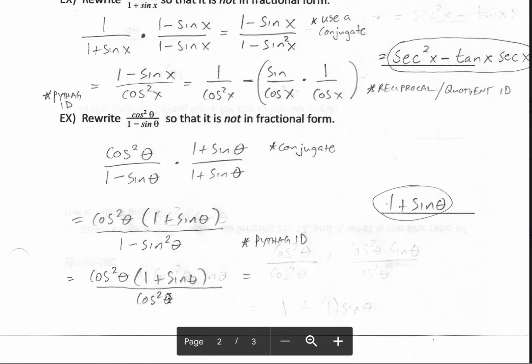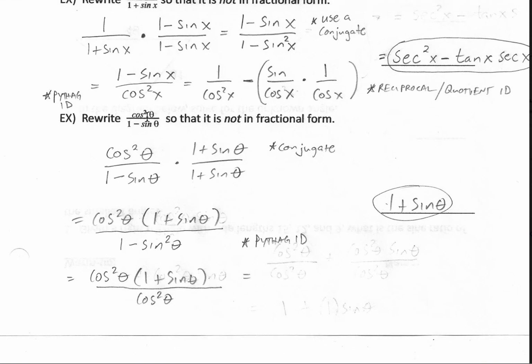So rewrite the denominator using the Pythagorean identity. And then here you can see why I didn't want to distribute, because now I can cancel my cosine squareds, and I'm just left with 1 plus sine. So again, exact same thing as this, just not in fractional form.